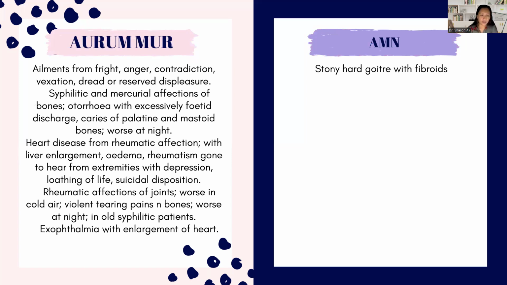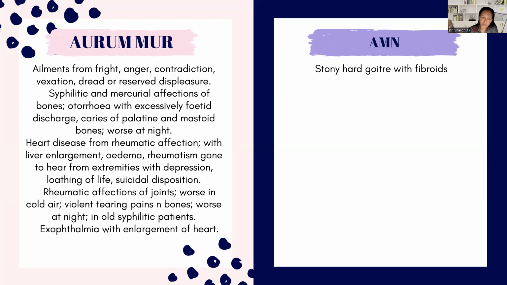Aurum mur is, again, a very syphilitic remedy, and it has rheumatism, female complaints, neurological complaints, heart complaints, and bone complaints also. You'll find in Aurum mur that the person will have heart diseases with rheumatic affections, and they will have edema. They'll have rheumatism with depression, again the same mental state of Aurum. They'll have exophthalmia and enlargement of heart.